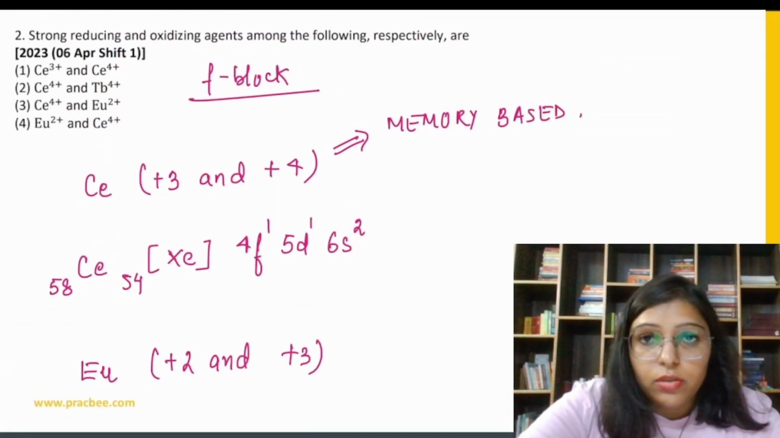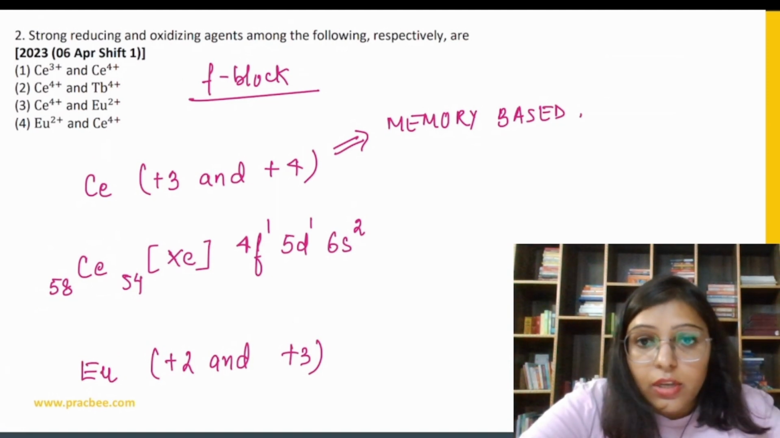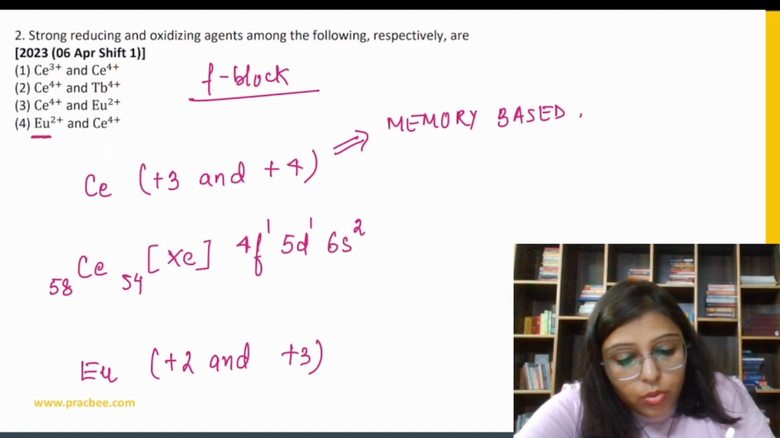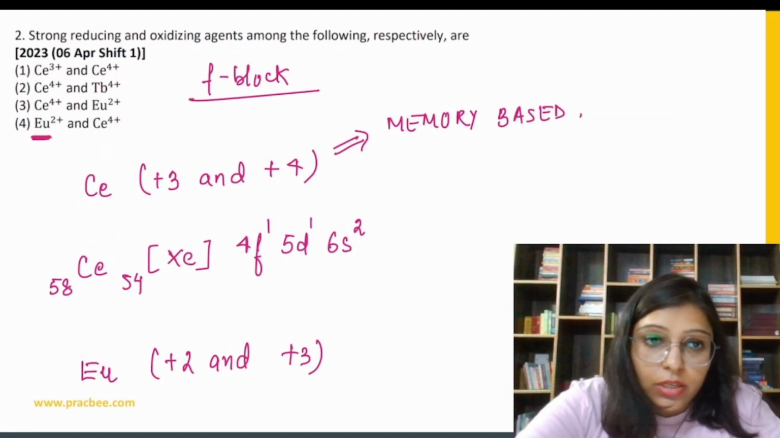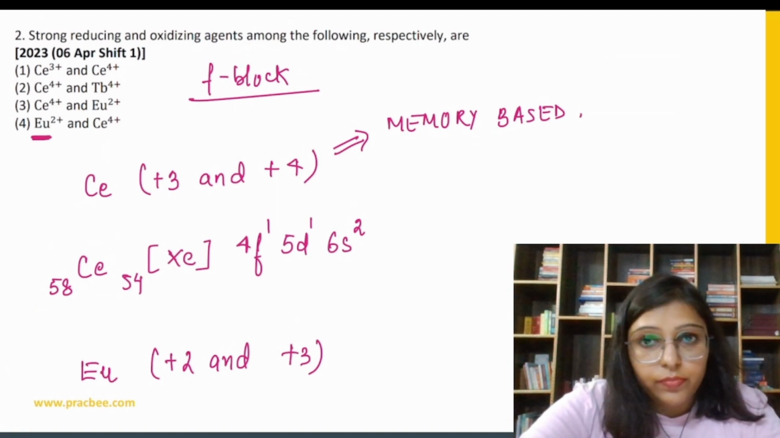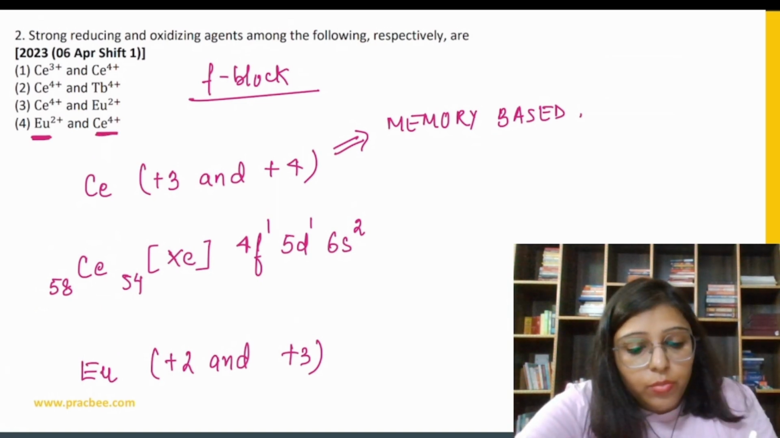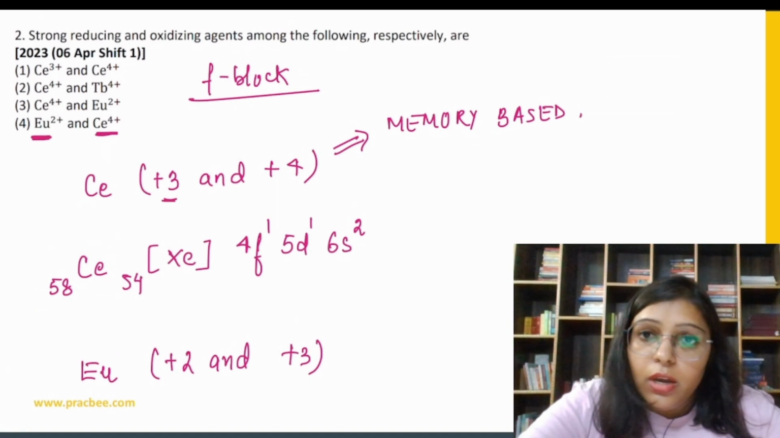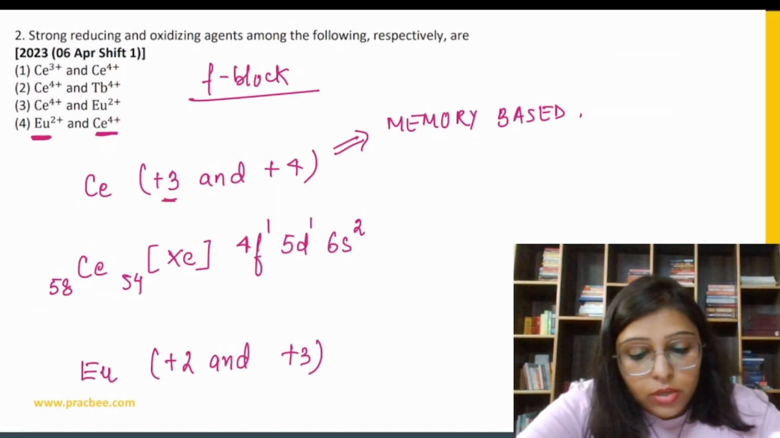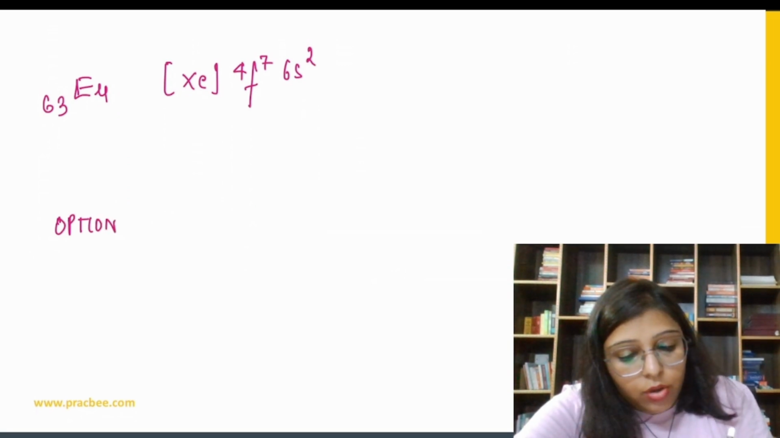What is a reducing agent? One which reduces others and oxidizes itself. So Eu +2 goes from +2 to +3 oxidation state. And which one is the oxidizing agent? One which oxidizes others and reduces itself. So cerium +4 can go to +3 oxidation state. Understood or not? Right. So the answer is going to be 4. Option 4 is correct.